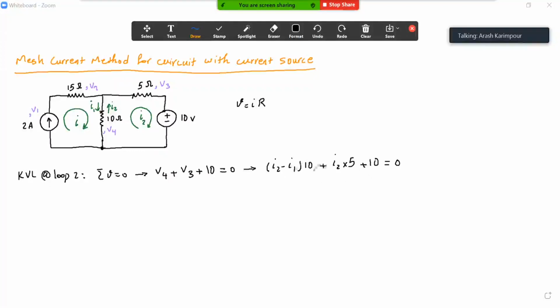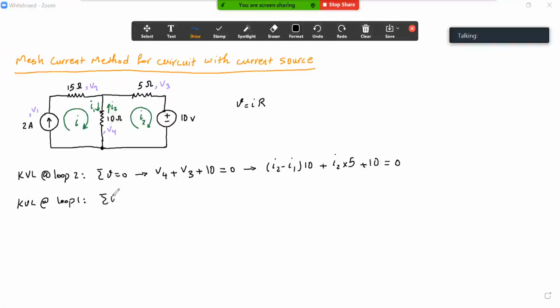So that is the first equation I'm going to have, and it's based on I1 and I2. Now let's go to the first loop and write the KVL at loop 1.